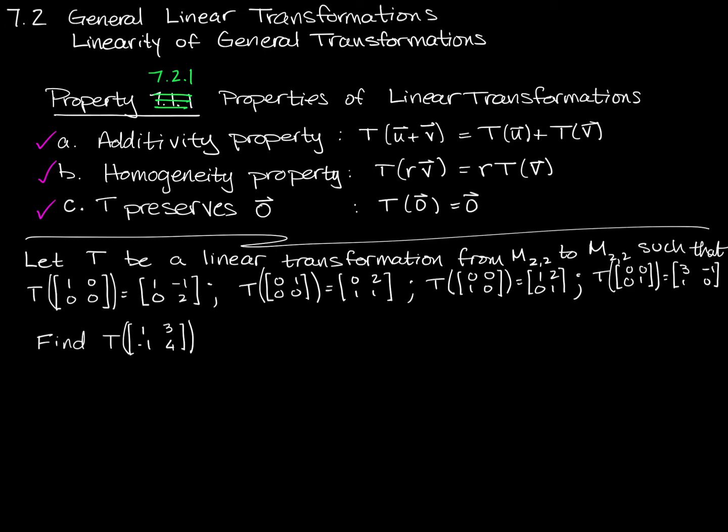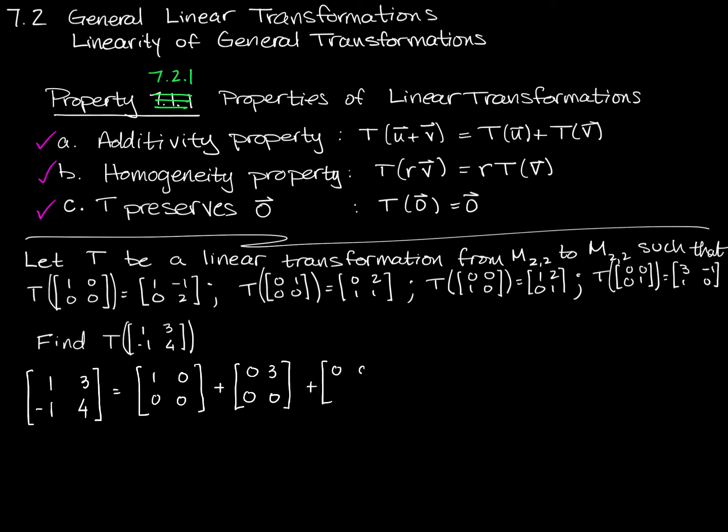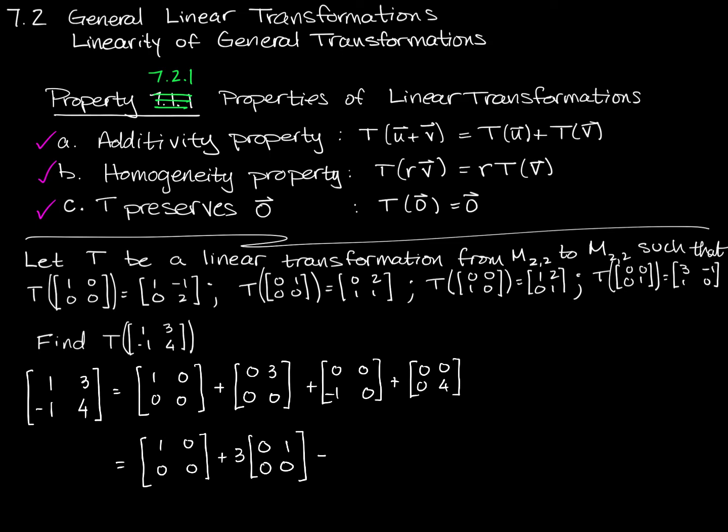So I'm going to start this one by rewriting the vector 1, 3, -1, 4 as 1, 0, 0, 0 plus 0, 3, 0, 0 plus 0, 0, -1, 0 plus 0, 0, 0, 4. And I can then take that and write it as 1, 0, 0, 0 plus 3 times 0, 1, 0, 0. You see where this is going? Let's just use minus there because I have a 1. It's just negative 0, 0, 1, 0. And 4 times 0, 0, 0, 1.